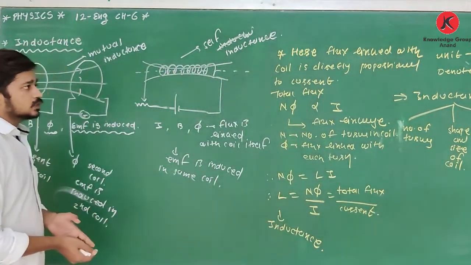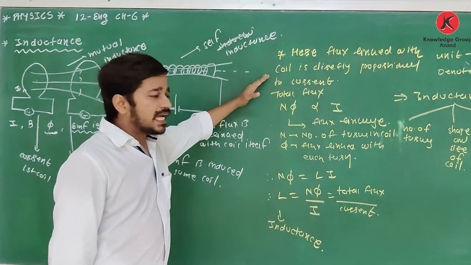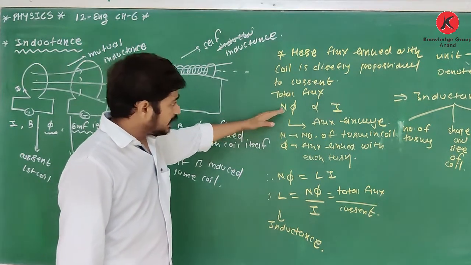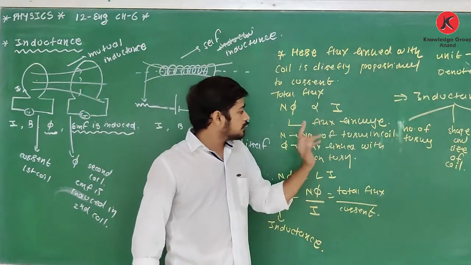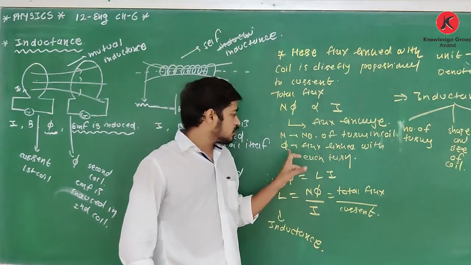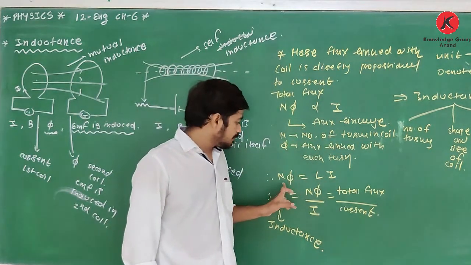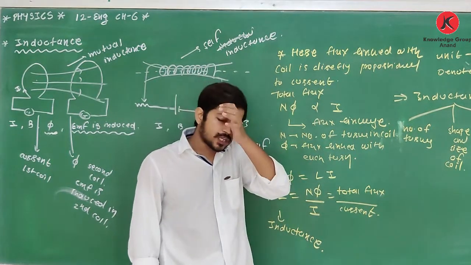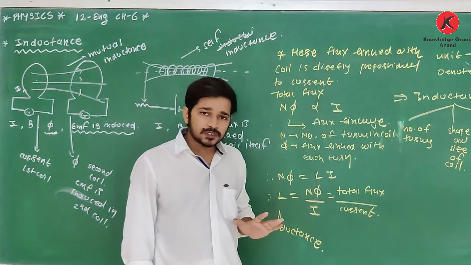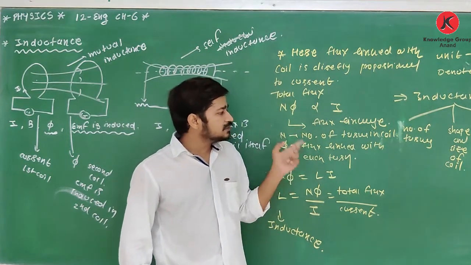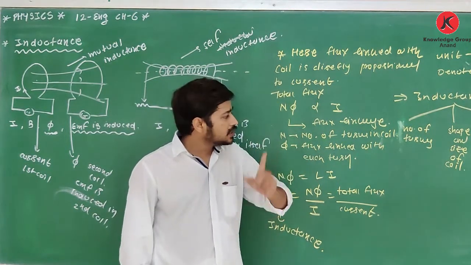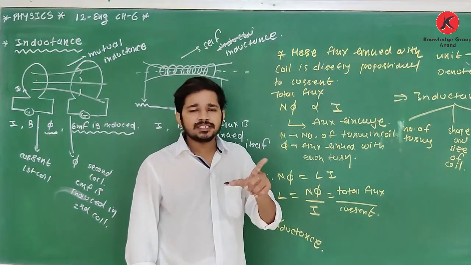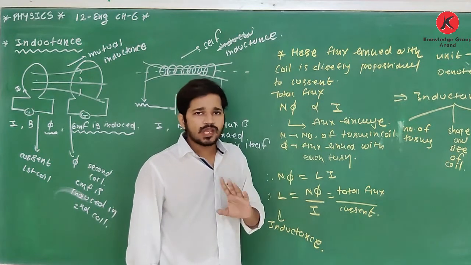What is inductance? Flux linked with the coil is directly proportional to current, that is, total flux N phi is proportional to I. N phi is the flux linkage, N is the number of turns in the coil, and phi is the flux linked with each turn. N phi is equal to LI, where L is called inductance. Its unit is Henry. Clear about this? Inductance depends on the number of turns of the coil, the shape and size of the coil, and the medium inside the solenoid. Any doubt?